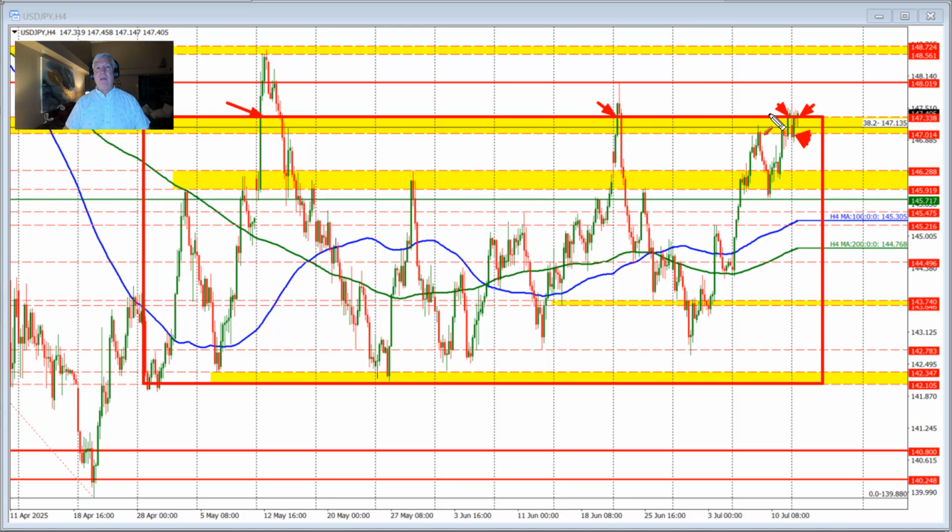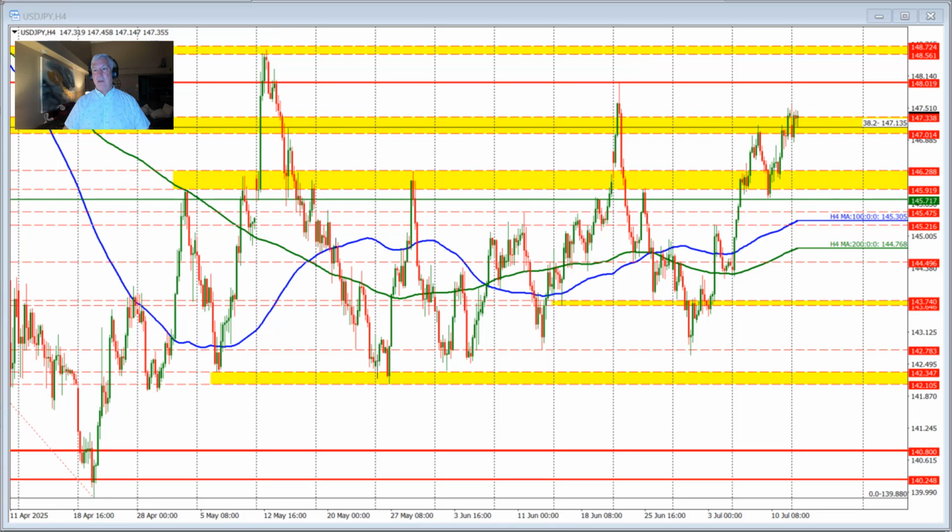If we can stay above that level, then the upside targets include the high price from the month of June and the high price from the month of May. Obvious highs for the dollar versus yen. If we start to rotate back below this level, then we could see further momentum to the downside. So be aware of that.